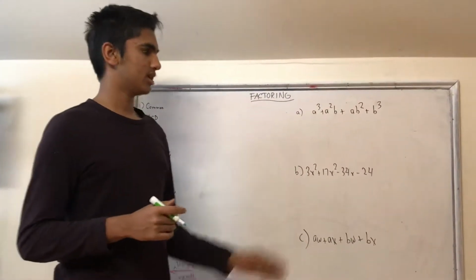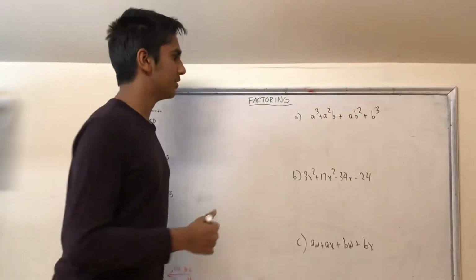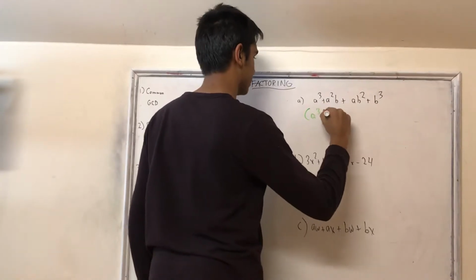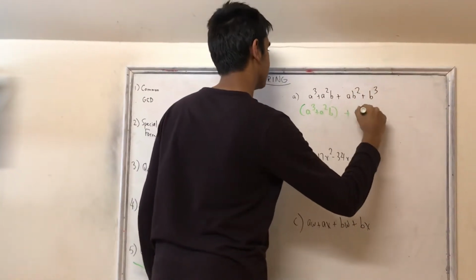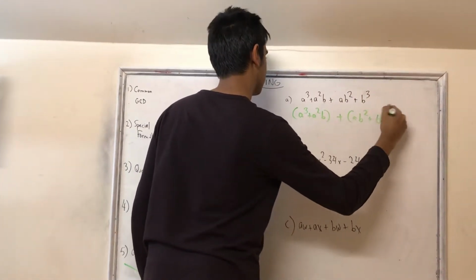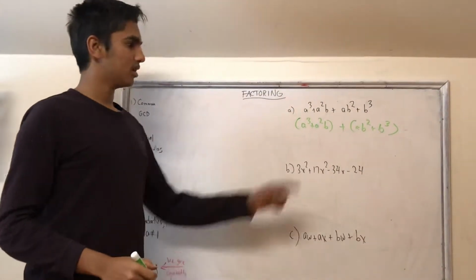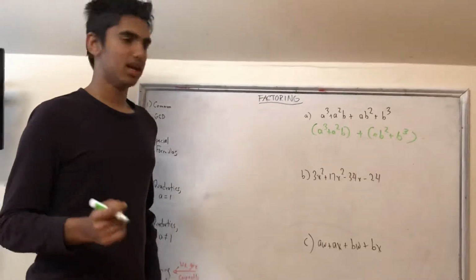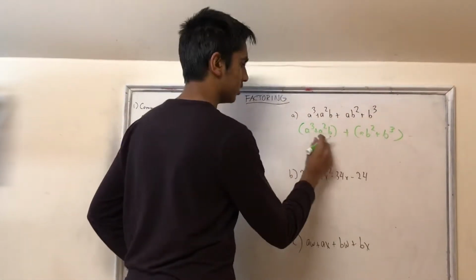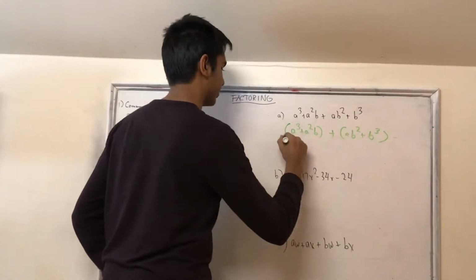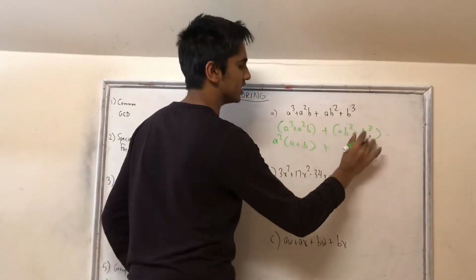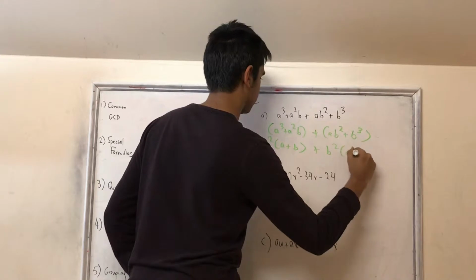What we can do is, instead of thinking of this as a whole expression, we can group it. So we can group these into twos. We can group into a cubed plus a squared b, and we can group it into ab squared plus b cubed. Now with this, let's try factoring each expression individually. Well, we have a GCF, and over here it's a squared, so we have a squared times a plus b. And this one, the GCF is b squared, so we have b squared times a plus b.